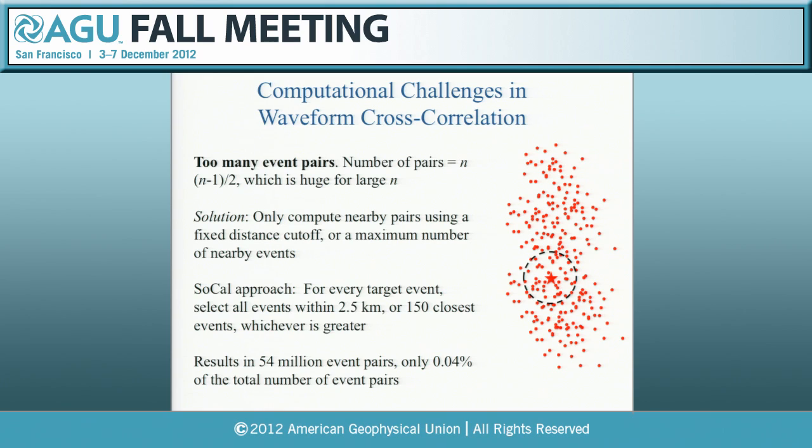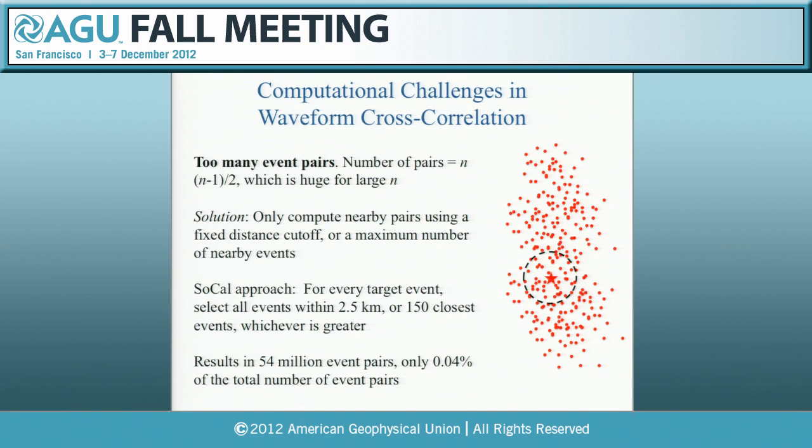So of course, the obvious solution is to pick some source radius and then just only cross-correlate events that are within that radius. The approach we use in Southern California is to only select events that are within the 2.5 kilometer radius, or in a region where we have sparse seismicity, where we don't have at least 150 events, we would then go out to a larger radius to get at least those 150 events.